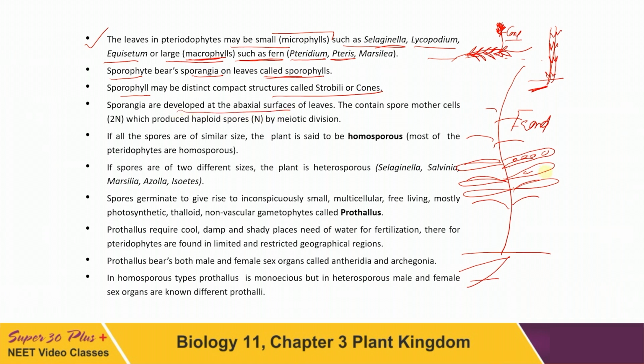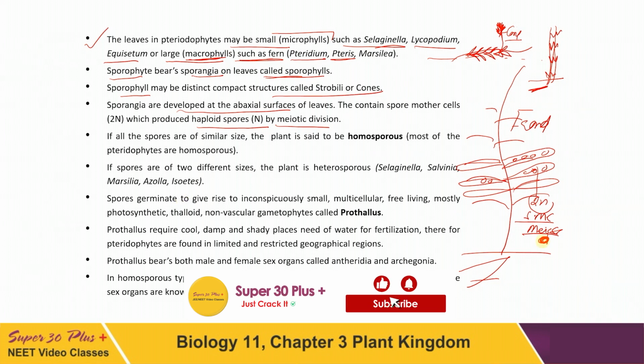You are seeing abaxial means lower side. Sporangia will develop here on the lower side. And here in sporangia we have the 2N cell, the spore mother cell, which will divide by meiosis division, and the spores will be formed. Detailed structure we have to discuss just now. The spores are produced by meiosis division, and the spores will develop again into gametophyte.